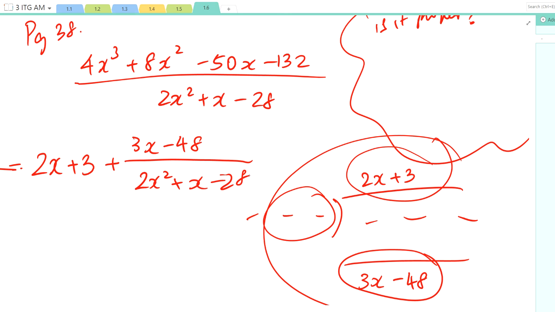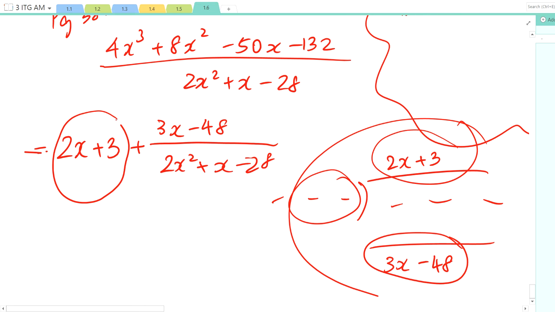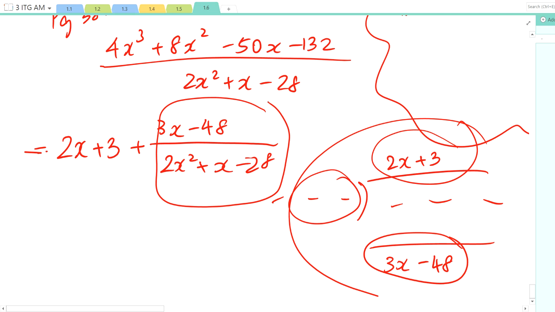Ready? All okay? Alright, then now, this is not a fraction. Ignore it. This over here is a fraction. And we are going to rewrite this as a partial fraction. Now, the denominator, 2x squared plus x minus 28. Can you create a partial fraction out of this? Factorize. Yeah, you need to factorize it.